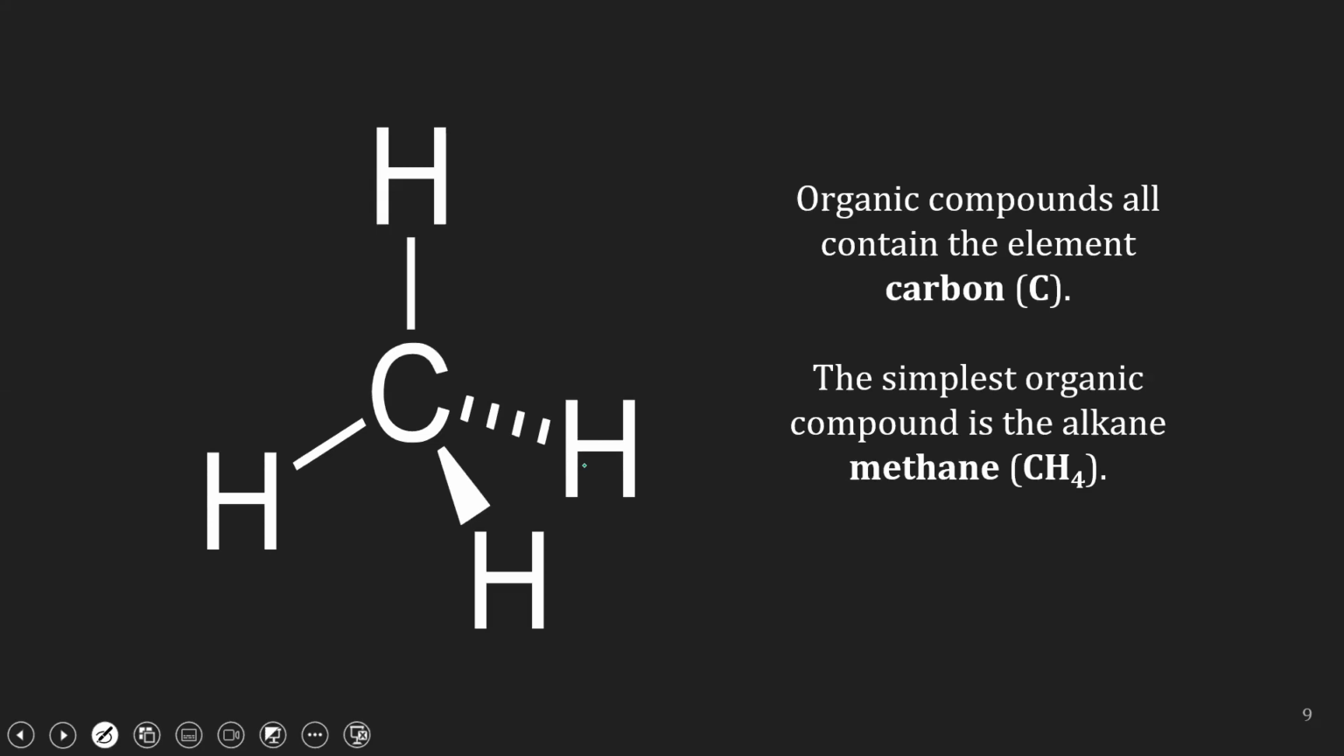Organic compounds all contain the element carbon. The simplest organic compound is the alkane. Look at the formula, CH4, and look at the shape of methane. Methane is actually very close to our life. Normally the gas we use in our house for making food, the stove gas, is methane. In some countries it is provided in pipelines, in some countries it is provided in cylinders.